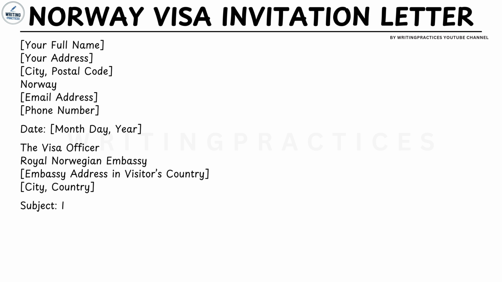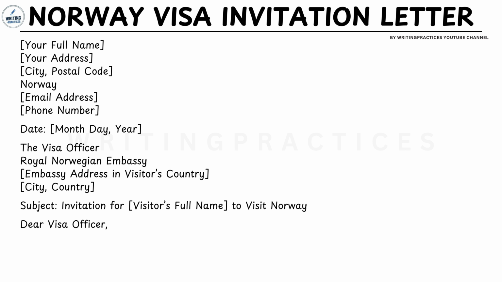Subject. The subject line should clearly state the purpose of the letter. For example: Subject: Invitation for visitor's full name to visit Norway. This subject line immediately informs the visa officer about the purpose of the letter, making it easier to process. Salutation. Begin the letter with a formal salutation like, "Dear Visa Officer." This sets a professional tone for the letter.